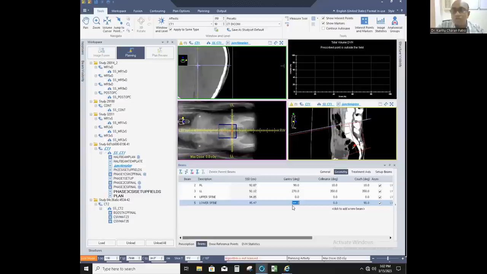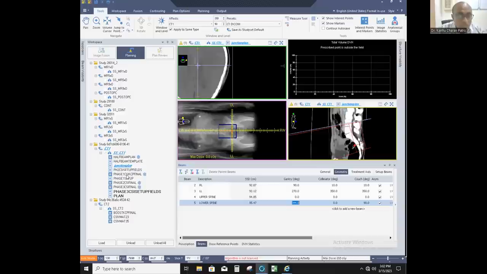Another thing: you are giving the multi-leaf collimator, MLC, for the spinal field and MLC for the cranial field. So when you are going for beam matching at your setup level, always use open field matching, because with the spinal MLC field you cannot do it. You can see here the setup fields, the MLC field, junction 1, junction 2, and junction 3.